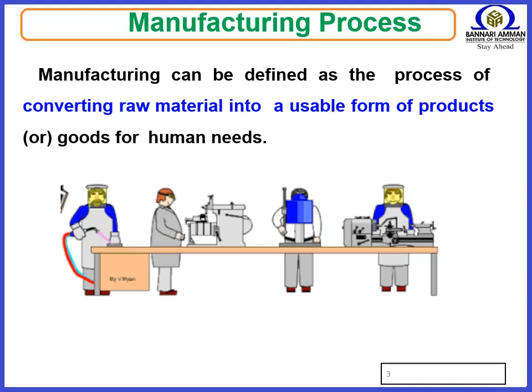NDT is used to ensure the quality of materials and joining processes during the fabrication and erection phases, and in-service NDT inspections are used to ensure that the products in use continue to have the integrity necessary to ensure their usefulness and the safety of the public.